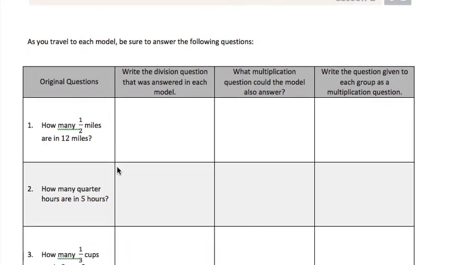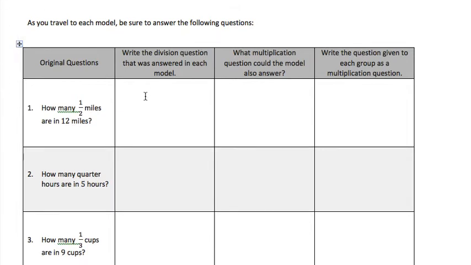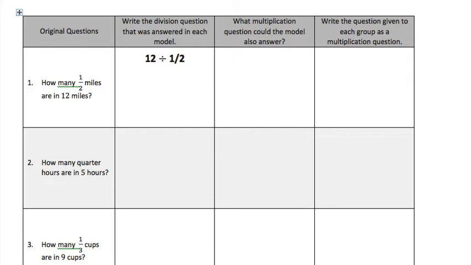So as we traveled to each model, each question needed to be answered. Question 1, how many 1/2 miles are in 12 miles? We would need to take 12 and divide that by 1/2. From the model, we should have also seen that the multiplication question could be 12.